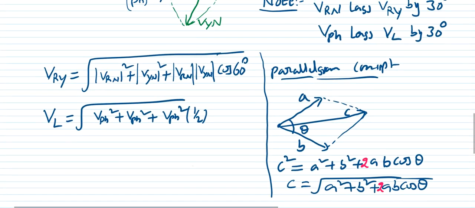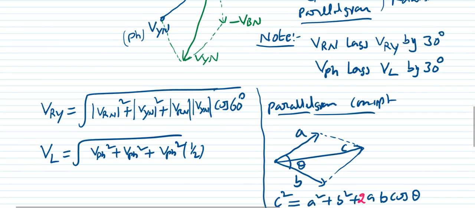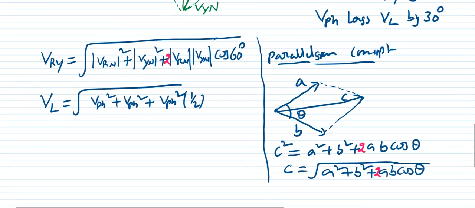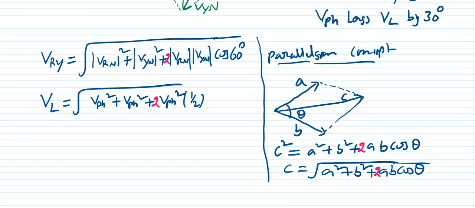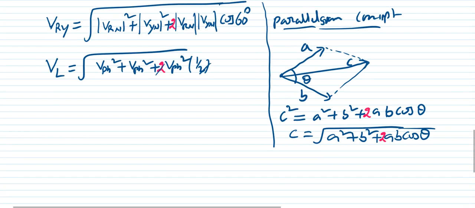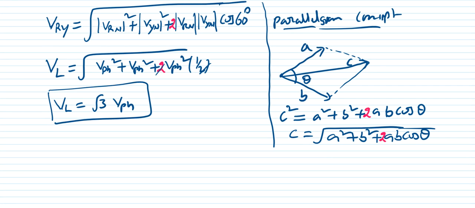That is the formula for the parallelogram. So with that it is coming 2 VRN VYN cos theta, and here also 2 values are going to come. After this these two can be simplified, and VL is equal to, if you write this one, √3 into V phase. So this is another relation you can come to know. So what is this relation?